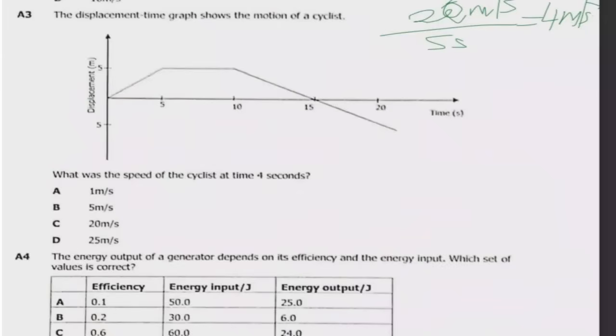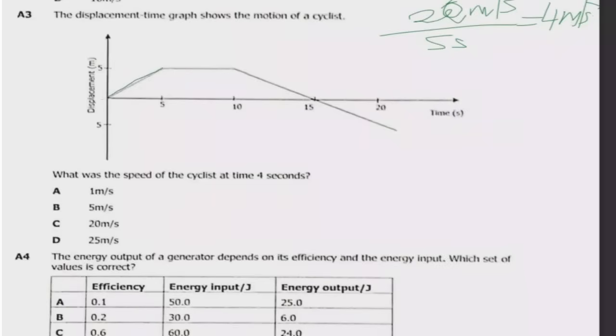We come to question 3, which is as follows: the displacement time graph shows the motion of a cyclist. We can look at the displacement time graph there. Then we go to the actual question, which is: what was the speed of the cyclist at time 4 seconds? The speed we want to calculate is between this point up to here.